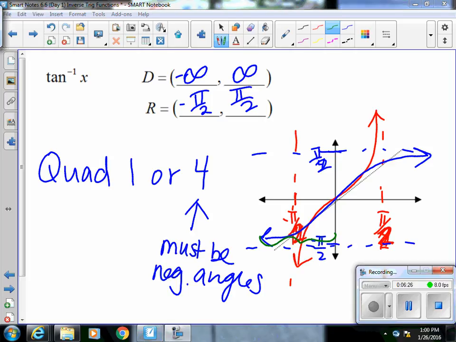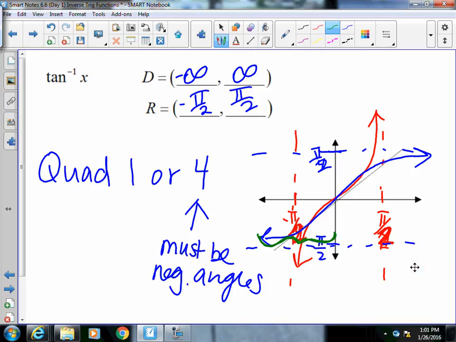Because this section, this part I've labeled in green, is just to the left of the zero, and on our unit circle, clockwise past the zero or below the zero is quadrant 4, but those would have to be called negative angles. If you have questions on that, please ask me about them tomorrow or come see me sometime.